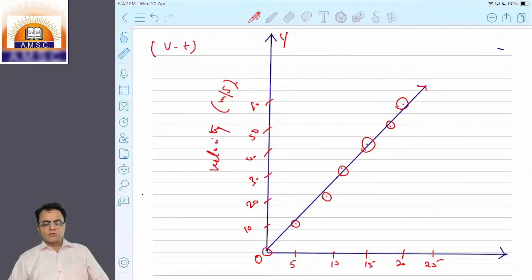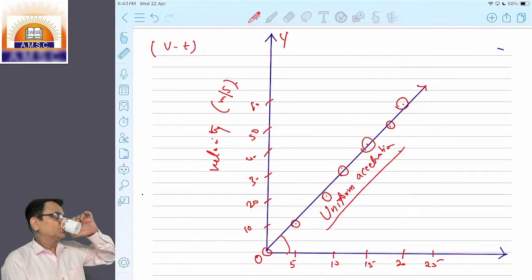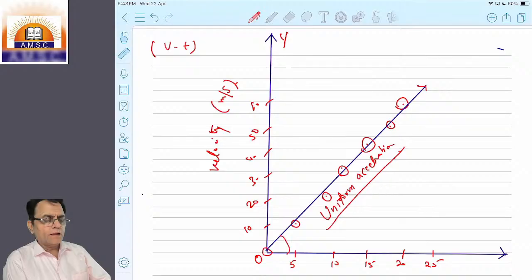If it happens to be a straight line passing through the origin, making a certain acute angle with respect to the x-axis, then such kind of motion should be regarded as uniform acceleration. Uniform acceleration is the one in which the velocity of the moving object increases by equal amounts in equal intervals of time. I have repeated this many times. Is this clear? I hope you understood.